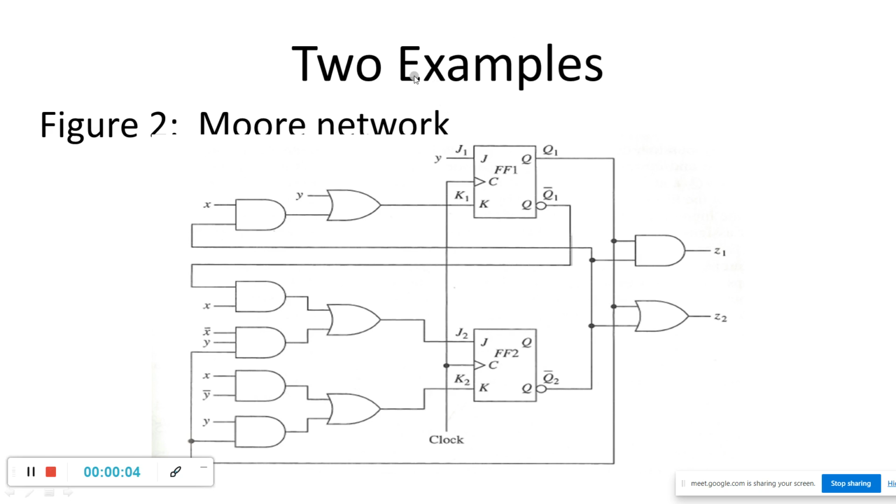So today I am going to solve another example. This is a Mealy network. In a Mealy network, the output depends on the present state, not on the external inputs.